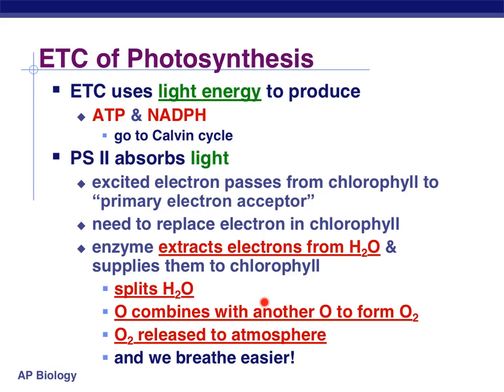So we split water, and the oxygen combines with another oxygen that's already in the chloroplast to form oxygen gas, and oxygen gas gets released into the atmosphere and we can all breathe. So we couldn't live without plants because that's where a lot of our oxygen is coming from.